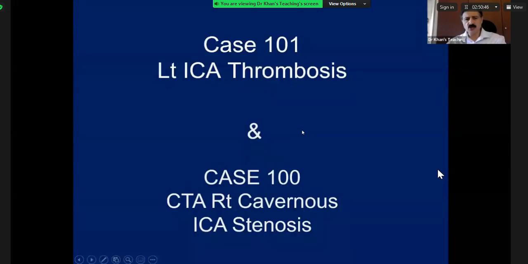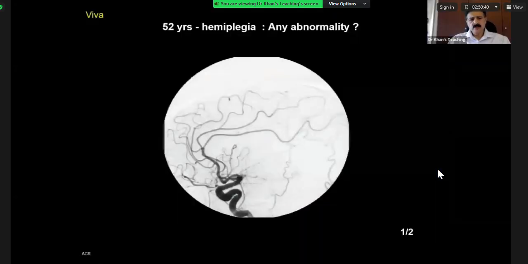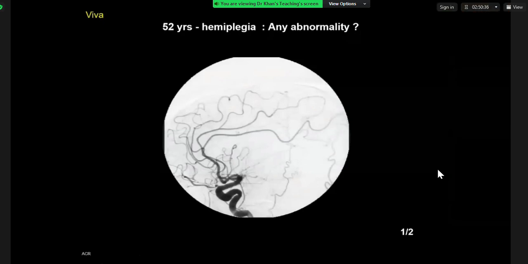Candidate 1, can you see this blue screen? Yeah. Over to you. Your next case. Okay, so this is a DSA carotid angiogram.